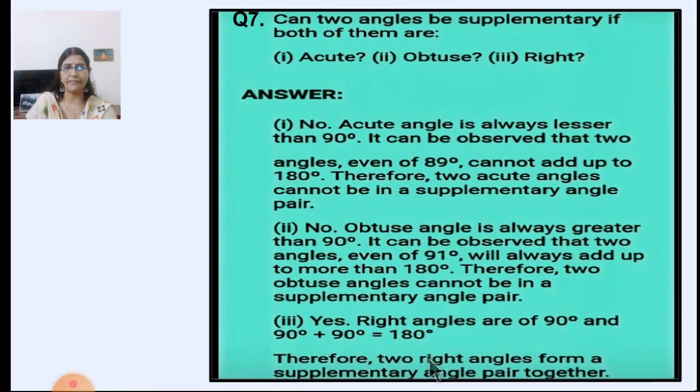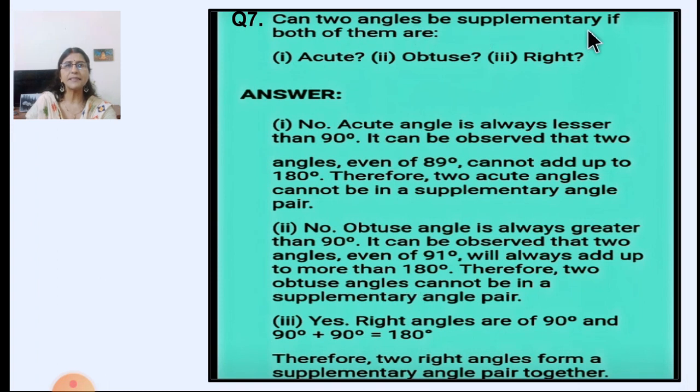Now question number 7. Can two angles be supplementary if both of them are acute, obtuse, right? So these are the three options given. So let us start with acute. No. As we know, an acute angle is always less than 90 degrees.